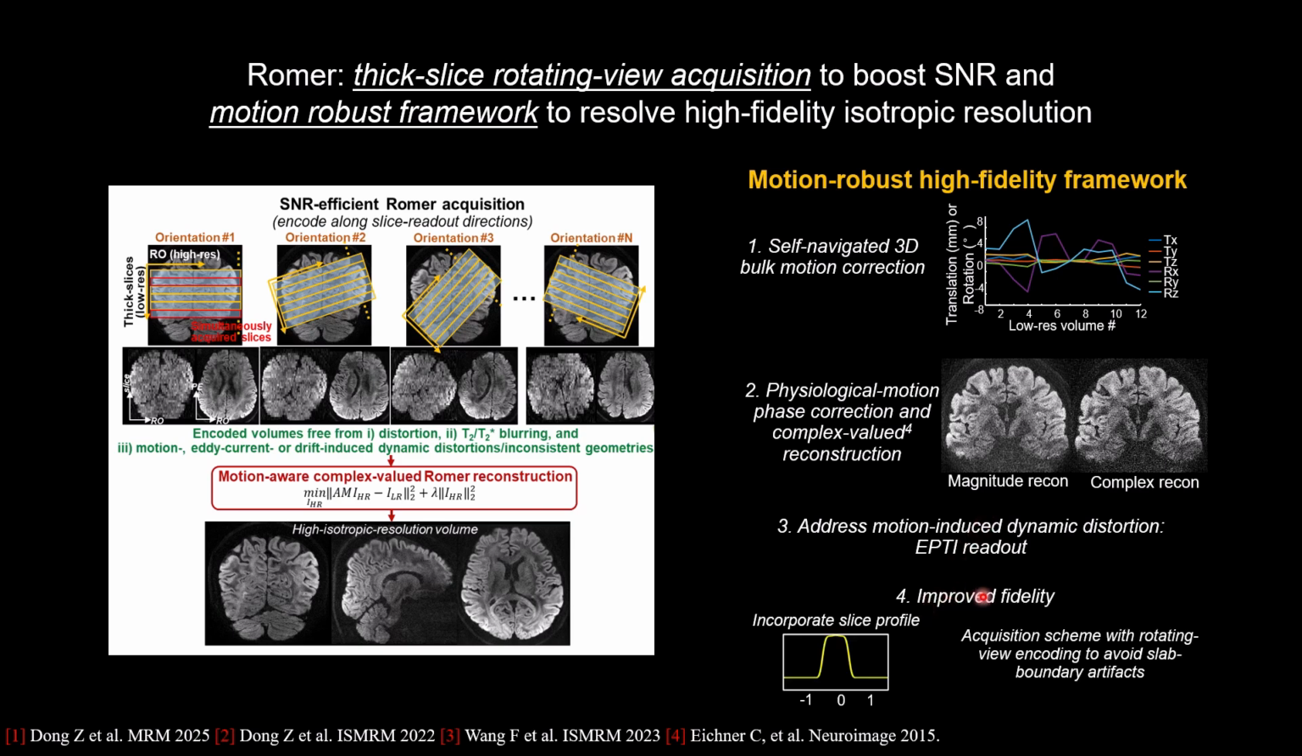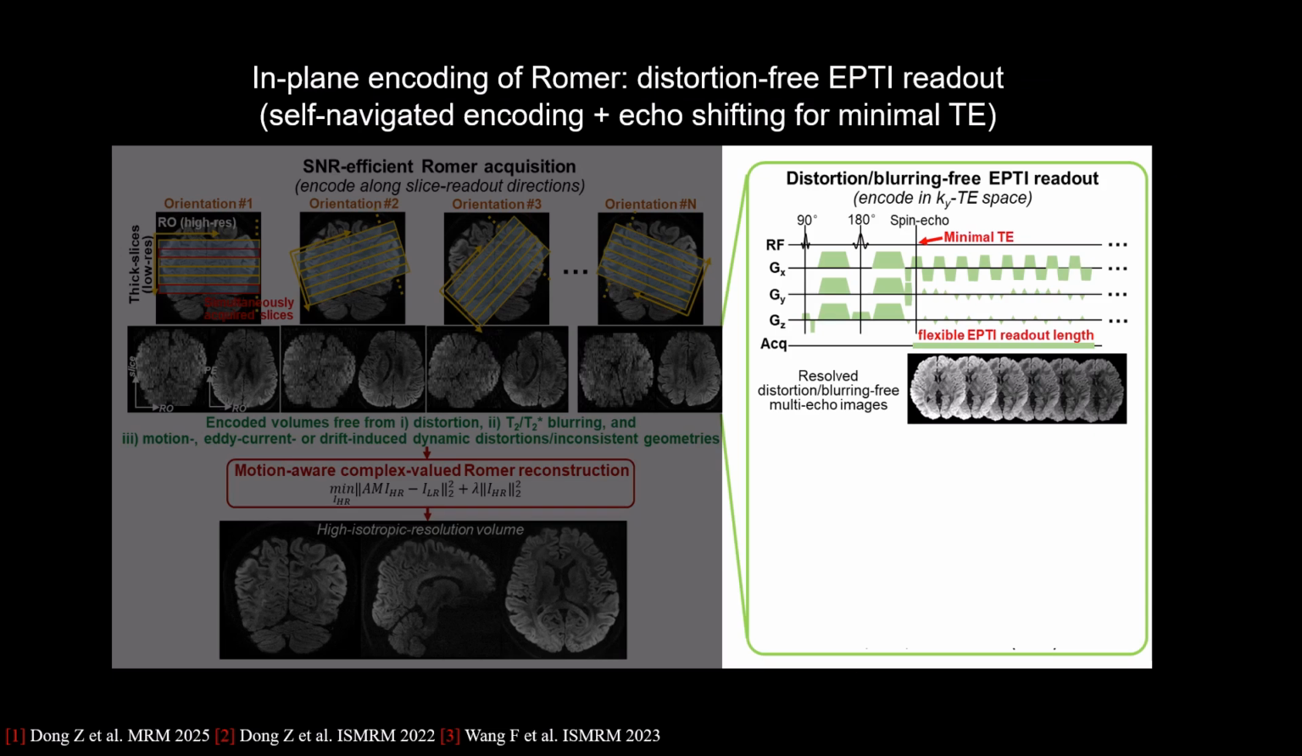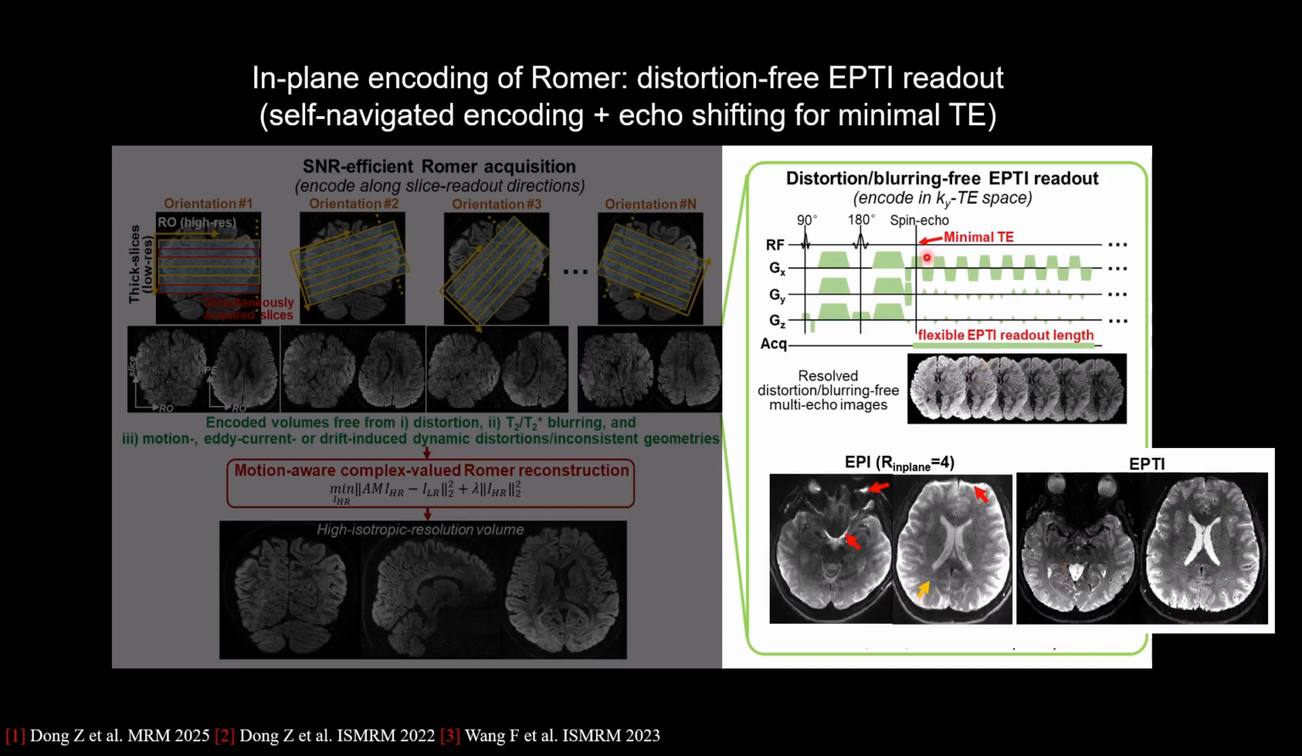Furthermore, we improve the reconstruction fidelity of Romer by incorporating the slice profile, and also the rotating-view encoding avoids the slab boundary artifacts. The in-plane encoding of Romer is performed by EPTI readout. EPTI removes the distortion artifacts in EPI, as shown here, and also the ghosting artifacts by modeling the high-order eddy currents in the EPTI reconstruction.